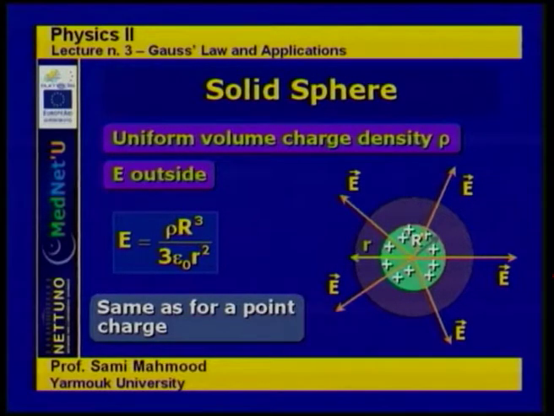This will give E equal to ρ times capital R cube over 3 epsilon naught r squared. Now, if we multiply in the numerator and denominator by 4 over 3 pi, and we recognize that 4 over 3 pi R cube times ρ is equal to the total charge, then we arrive at exactly the same formula E for a point charge.